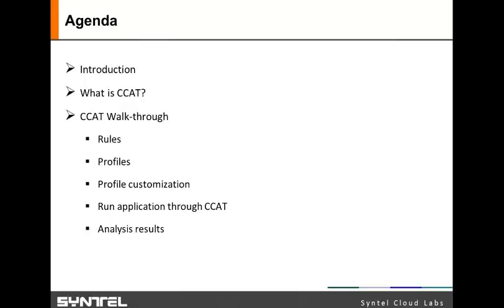So we'll start off with a brief introduction, followed by what CCAT is and what functionality CCAT provides. We'll then move on to the core of today's demo, which is the CCAT walkthrough. This walkthrough will comprise the definition of CCAT cloud rules and the profiles to which these rules belong. We'll then customize a profile, so we'll add a new rule to an existing profile, and we'll finally run an application through CCAT and analyze the results.